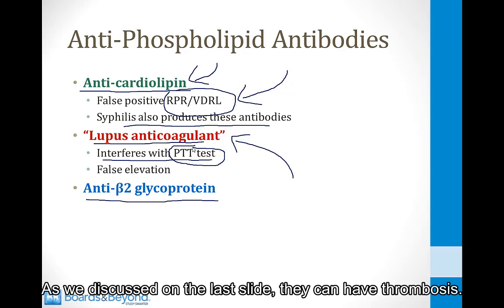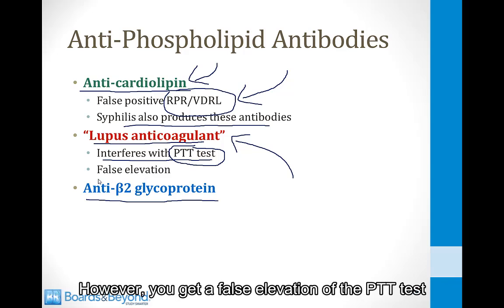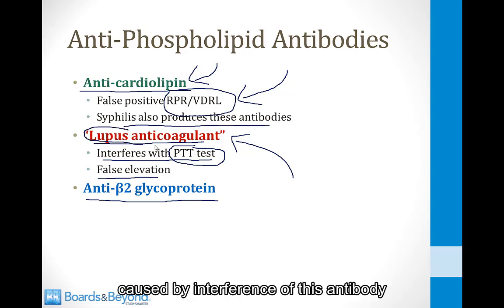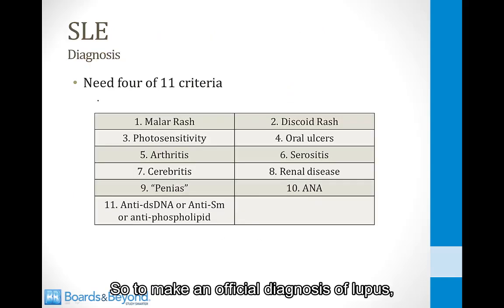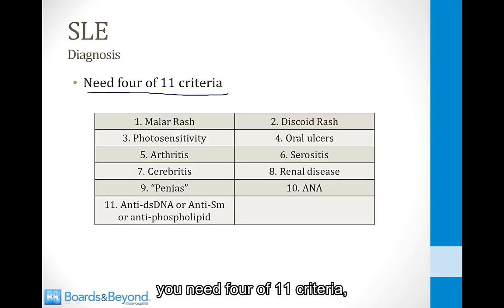As we discussed on the last slide, they can have thromboses. However, you get a false elevation of the PTT test caused by interference of this antibody with the test itself. So to make an official diagnosis of lupus, you need 4 of 11 criteria, and we've just gone through the 11 criteria on the last few slides.